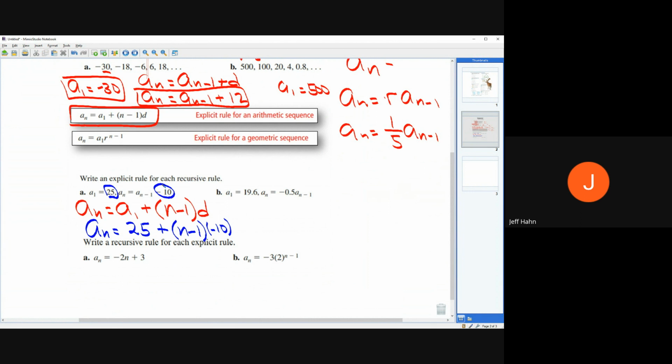Now, Conrad would say, oh, good, we're done. No, we're not. In this case, ladies and gentlemen, you can actually simplify this. I can get rid of the parenthesis by doing what?